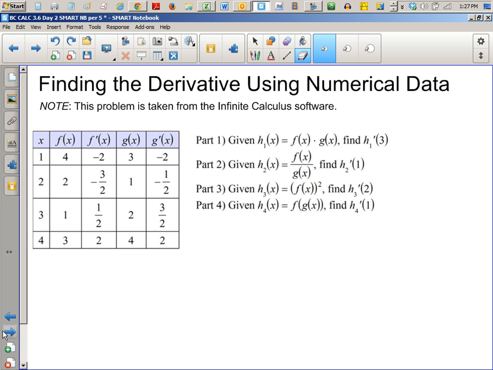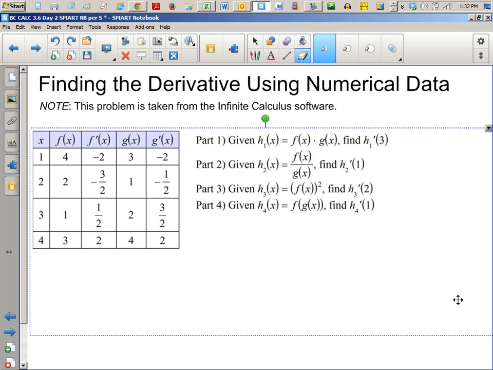Okay, so this is what I've got on the board here is something that the AP Test loves to do. They love to give you just a table full of numbers and ask you to find the derivative of f of g and all this stuff. So why don't you take a minute and copy down this table so we can look at these 4 examples together.